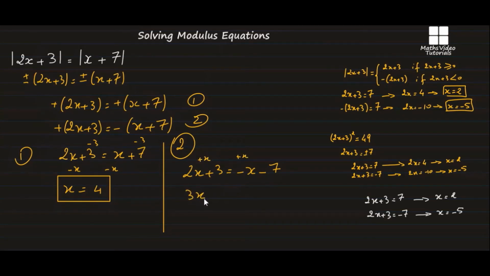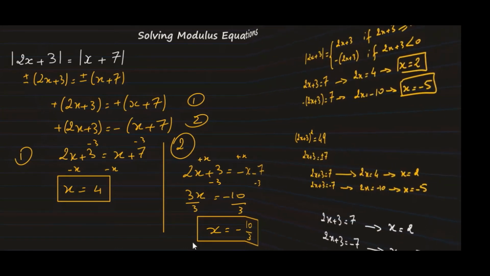That gives us 3x, and subtracting 3 from both sides will give us negative 10. Then we divide both sides by 3. So therefore x is equal to negative 10 over 3, which is the solution. Alright, let's do another one.